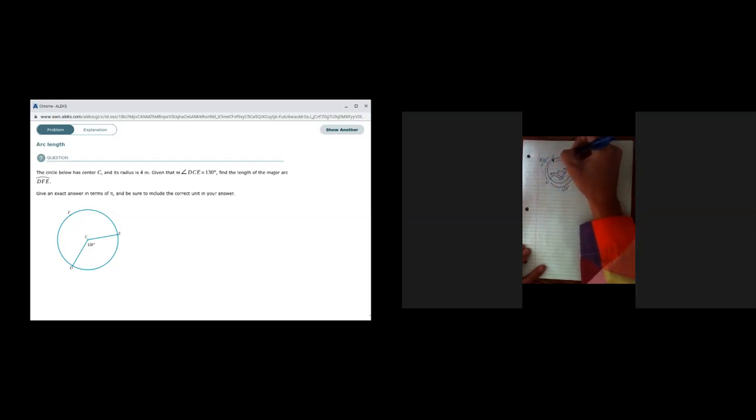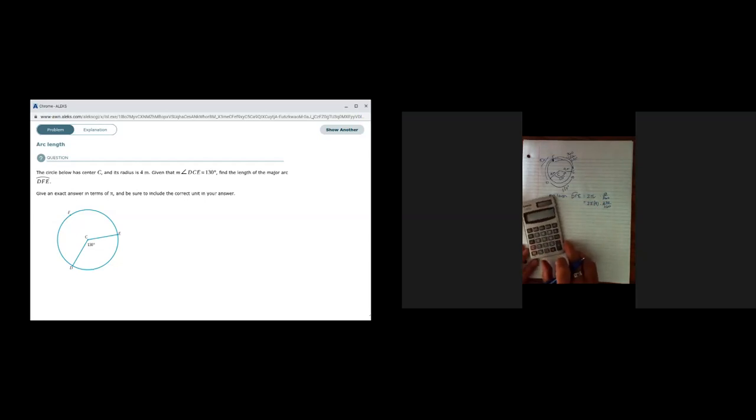DFE is going to be 360 minus 130, so that's going to be 230 degrees. So again, we're finding our arc length for DFE. That's equal to 2 pi r times theta divided by 360. So that's 2 pi times our radius, which is 4, times our degrees, which is 230 divided by 360. It says leave our answer with pi and include correct units. Can do. So we'll leave pi alone. We'll do 2 times 4 times 230 divided by 360.